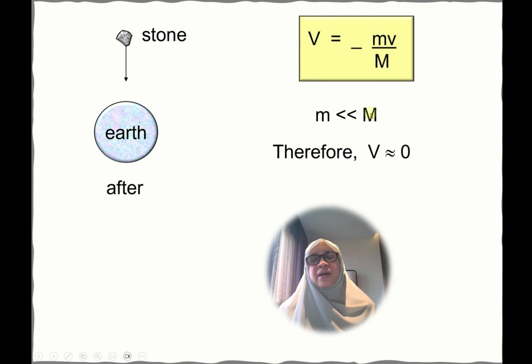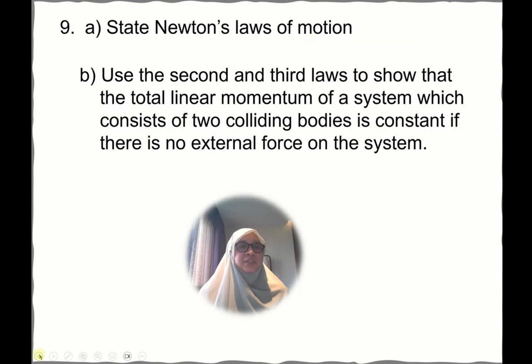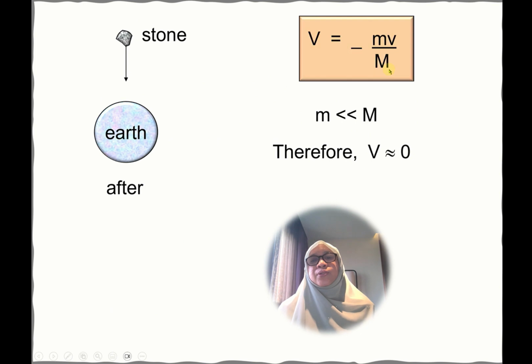Okay, M is very large, so we use this symbol. M is larger compared to the mass of the stone. It's logical, right? Then from the relationship here, the M is large, so the v will become very small, approaching 0. So I go back to the question. If M is large, so v will be approaching 0. Okay, v approaching 0.